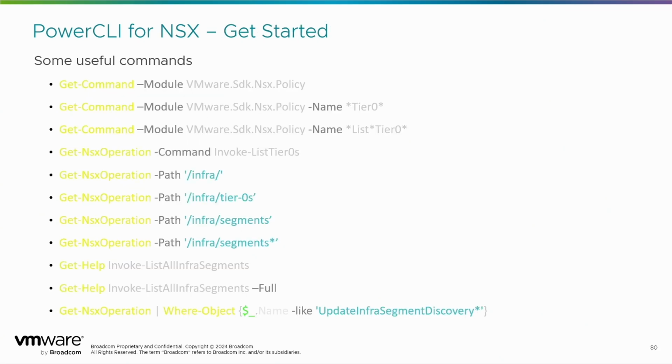There are various useful commands that you can use. Obviously, there are things like Get- commands where you can specify the module, and you can get things like a tier 0, or you can list the tier 0s. You can do operations specified based on the path, which is very much the same as if you were doing a raw REST call. In this example, we have something for getting the infra tier 0s or the segments. You can also invoke help to get a full understanding of what the commands can do. And you can also do operations on objects, and you can define things like the name, update infra segment discovery, so you can find the cmdlets that you need to execute whatever task you're trying to accomplish in the script.